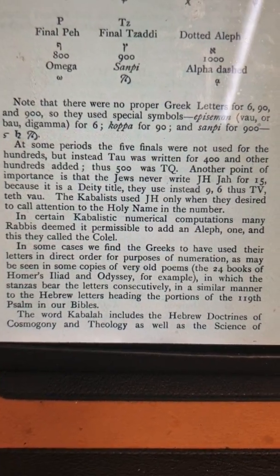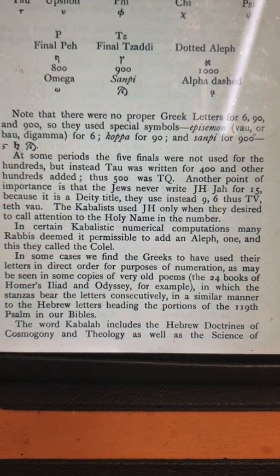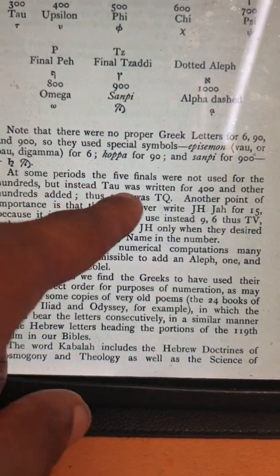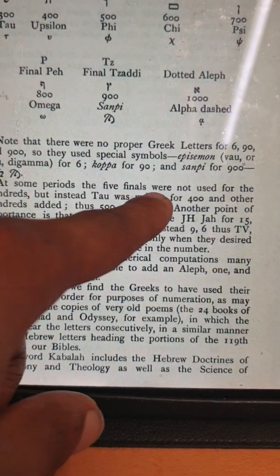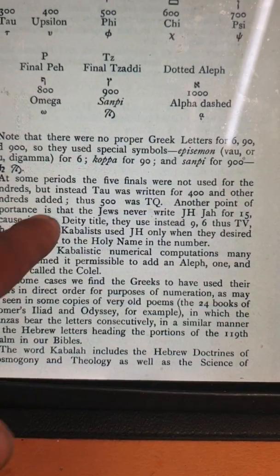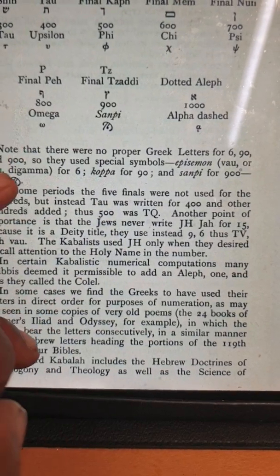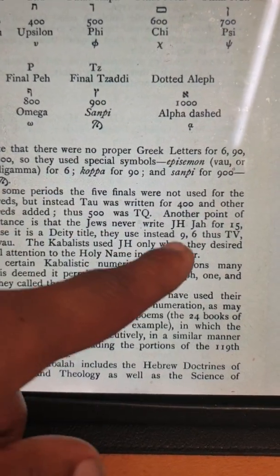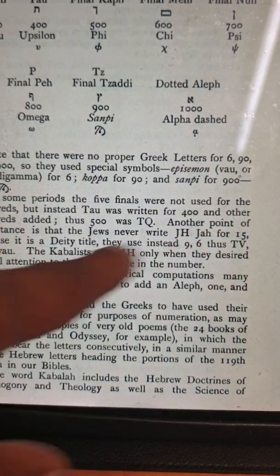I'm going to come from the bottom, and I want to read some of this at the top as well. At some periods, the five finals were not used for the hundreds, but instead the tall. It was 400, and so forth. So we'll go from here.